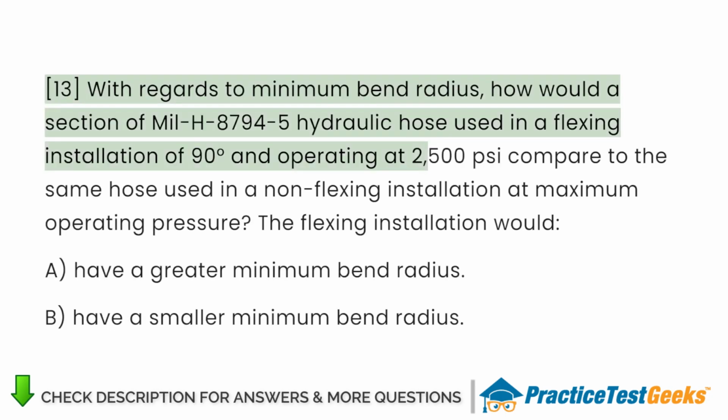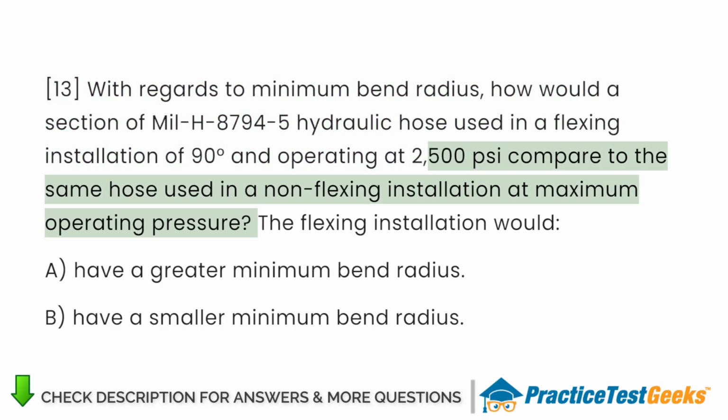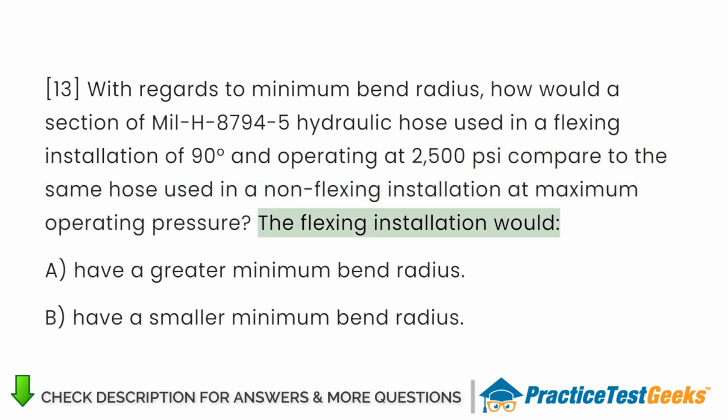With regards to minimum bend radius, how would a section of MIL-H-8794-5 hydraulic hose used in a flexing installation of 90 degrees and operating at 2,500 psi compare to the same hose used in a non-flexing installation at maximum operating pressure? The flexing installation would A. have a greater minimum bend radius. B. have a smaller minimum bend radius.